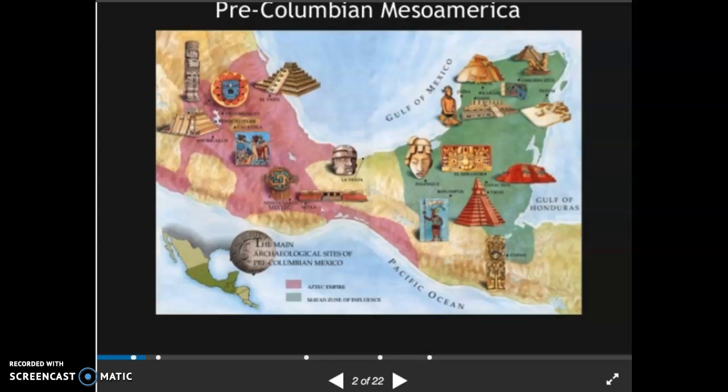Hello, class. So today we're going to be studying the areas of Mexico and Peru, where we have examples of pre-Columbian art in the Americas. And here we're looking at a map of pre-Columbian Mesoamerica, and we see it's separated into two sections. The purple section represents the Aztec Empire, and this green section over here represents the Mayan zone of influence.